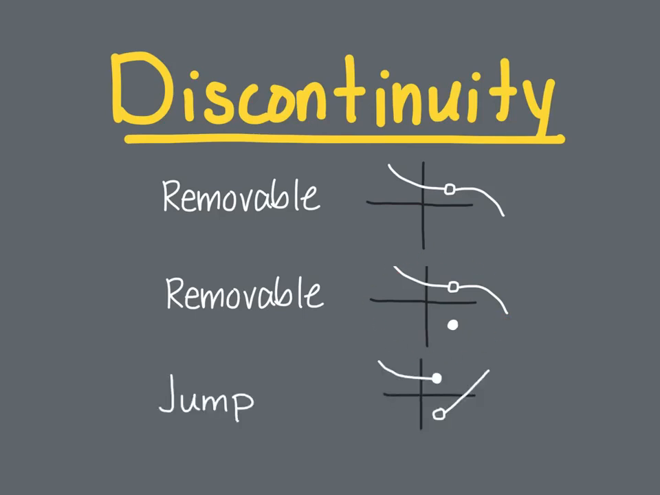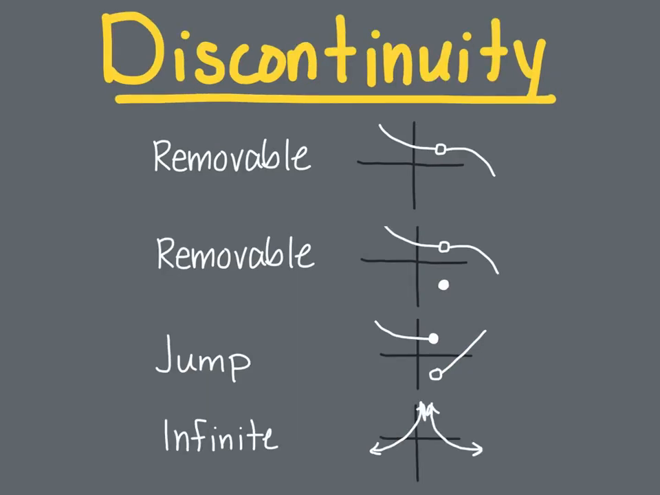Another type of discontinuity is called jump discontinuity, where if we follow the graph, every x value has a y value. However, there's one point where in order to get from one y value to the next, we have to literally jump down or up on the graph. And the last type of discontinuity is infinite discontinuity, where we have a vertical asymptote.